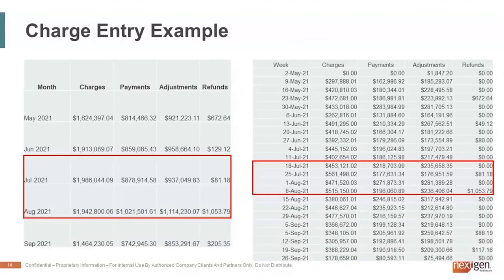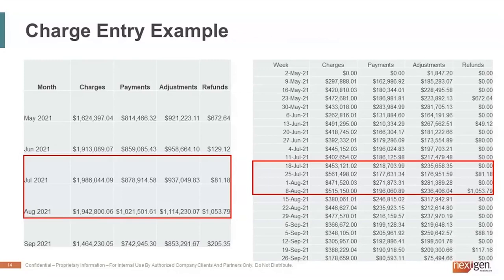What we're going to do is take a look at an example of a question that I get all too often. The question that I get is, Mark, our charges were up for the month. Our payments were not up for the month, and we need to understand why that is.